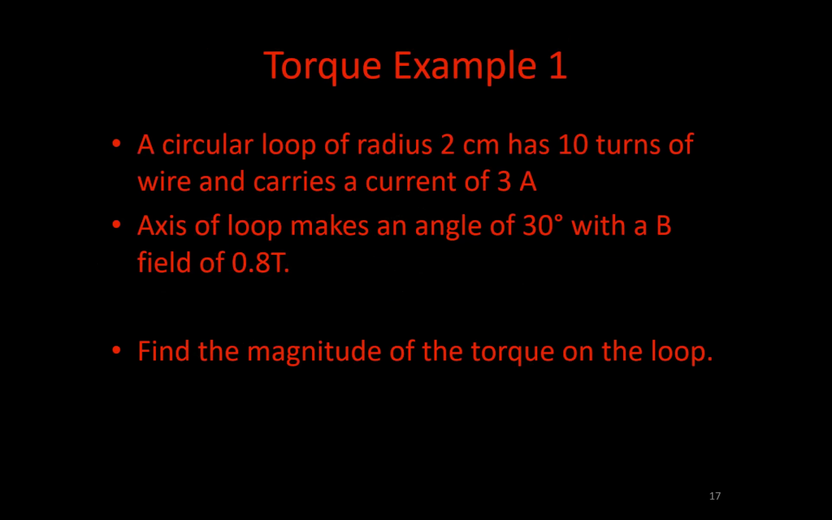So let's take a look at a couple of examples. This time we'll take a look at a circular loop. It has a radius of 2 centimeters, 10 turns of wire, so N is equal to 10, and carries a current of 3 amps, so I is equal to 3. The axis of the loop makes an angle of 30 degrees with a magnetic field of 0.8 Tesla, and we want to find the magnitude of the torque on the loop.